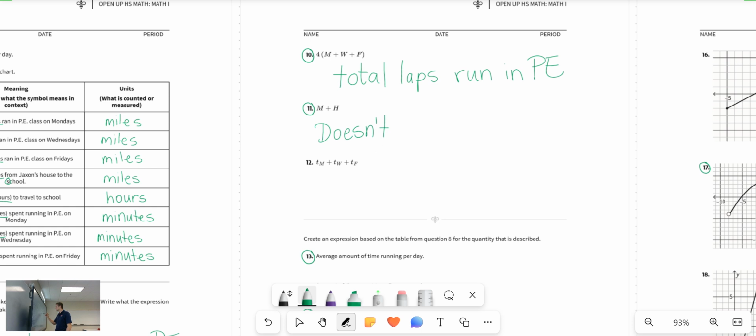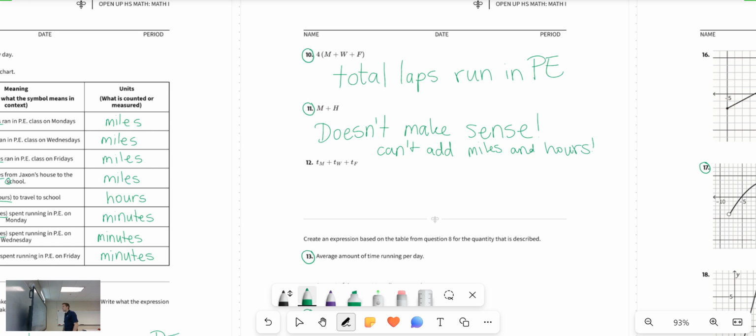Doesn't make sense, because you can't add miles and hours.